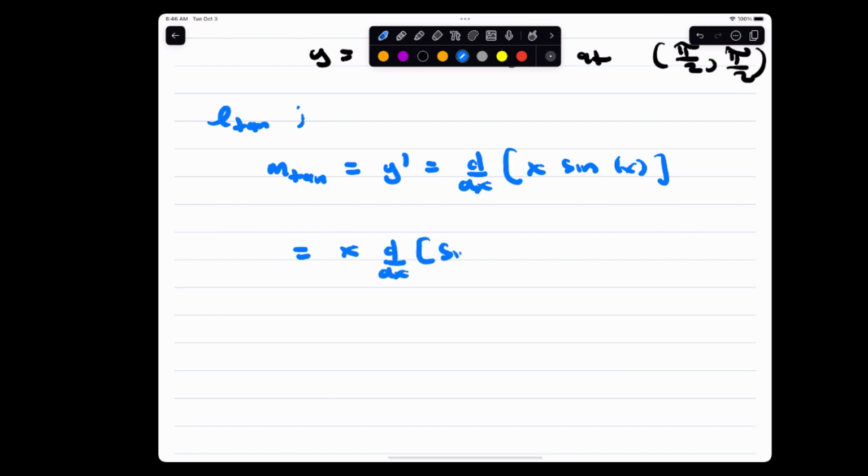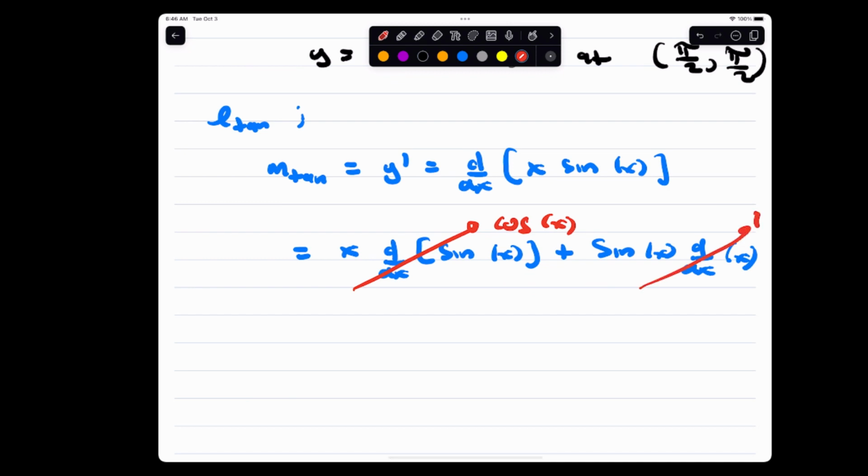Okay, so you got the derivative of what? Sine, and then you factor out your sine. Take the derivative of x. So what's the derivative of sine? Cosine. What's the derivative of x? 1. So x cosine x plus what? Sine, okay? So this is your m tangent.